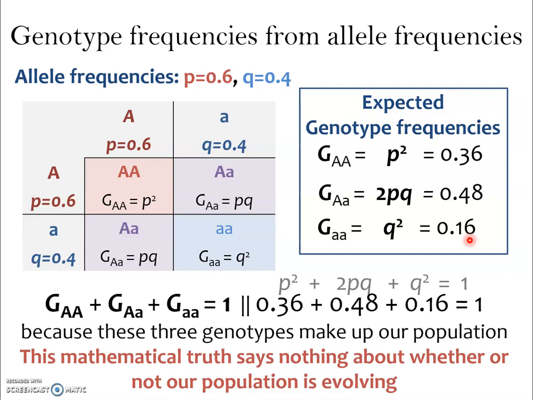Way back in, I think, video 2, I was telling you that sometimes students do calculate and forget to compare. This is where people get off. So, warning: the fact that p squared plus 2pq plus q squared equals 1 is just a mathematical truth. This does not tell you anything about evolution. What we have to do is compare our expectation that we just calculated to our observation from before, the thing you were given.